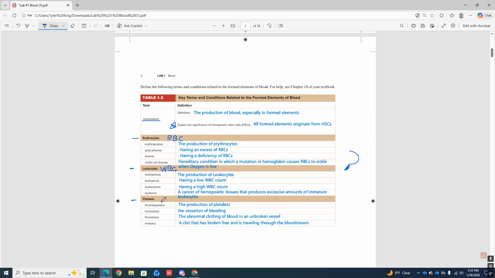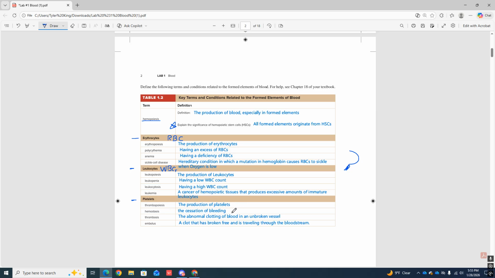So we get a paper cut, we cut our finger, whatever, it's going to bleed. Our platelets are what is primarily responsible for stopping that bleeding so we can clot our blood so we don't bleed out. All right, very, very important thing to have in our blood. Thrombopoiesis is the term that we use for the production of platelets.